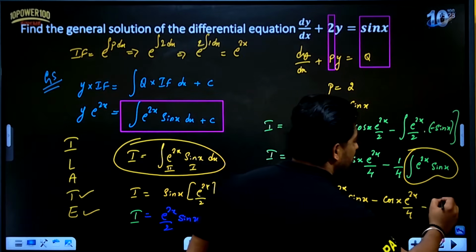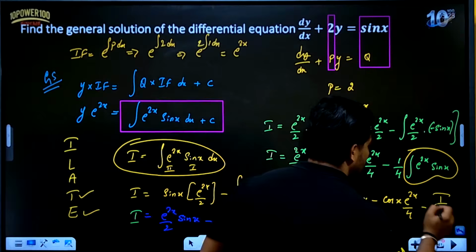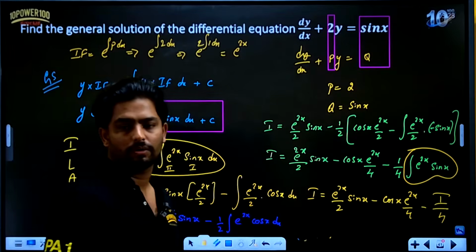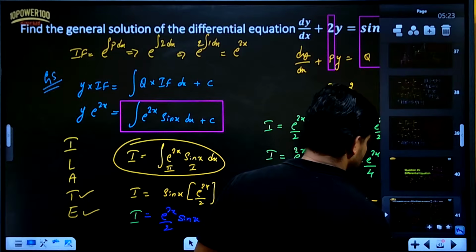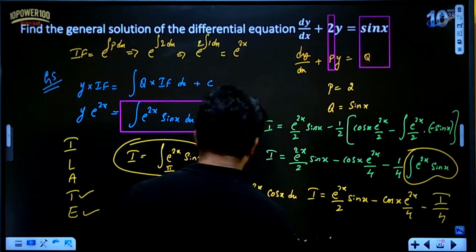It's actually I by 4, I by 4 because I into 1 by 4 is I by 4. Okay, so I'll take one copy of this. I'll rub this part.